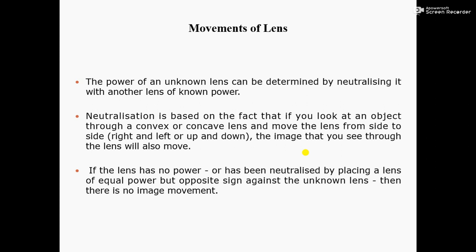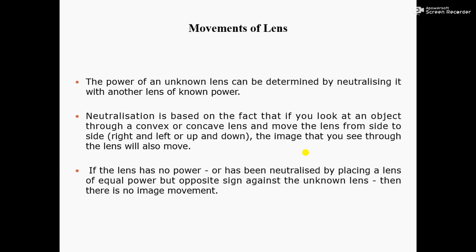Here, movement of lens helps to find out whether the patient has plus power or minus power, and we will determine the unknown lens power by a known lens power. We will move the lens up and down and right to left.